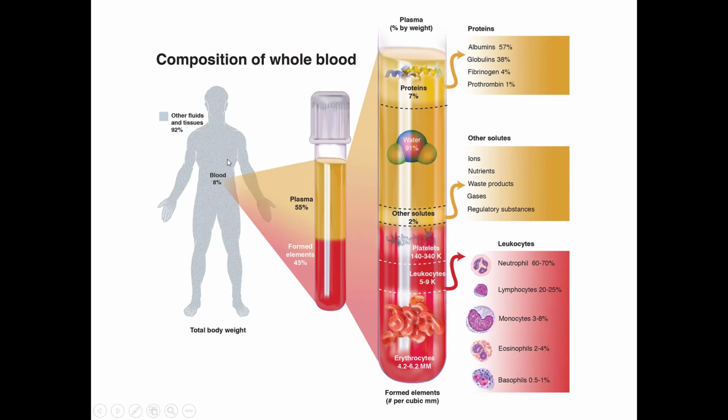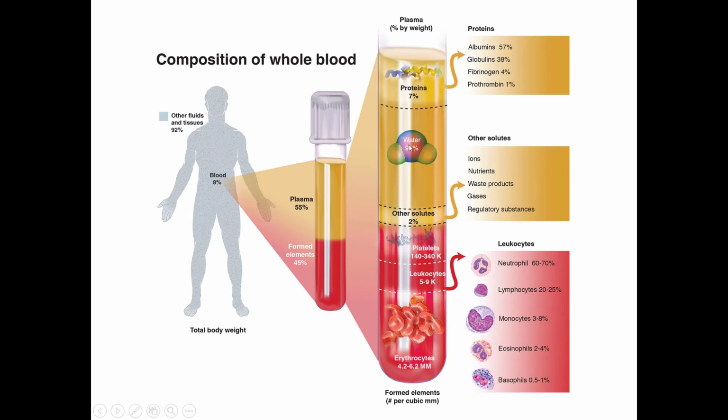As we said before, the blood can be separated into two parts: the plasma and the formed elements. Blood is around 8% of the total body weight by comparison to the other fluids and tissues. This blood is separated into plasma and the formed elements or cells. As we said before, the plasma will be around 55% of the blood, and the formed elements or cells will be around 45%.